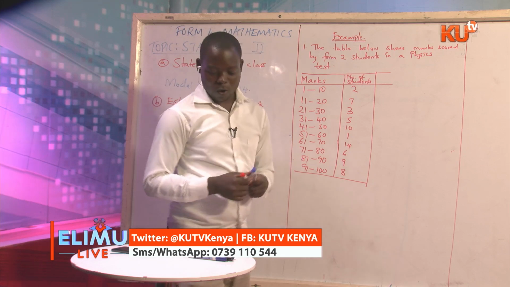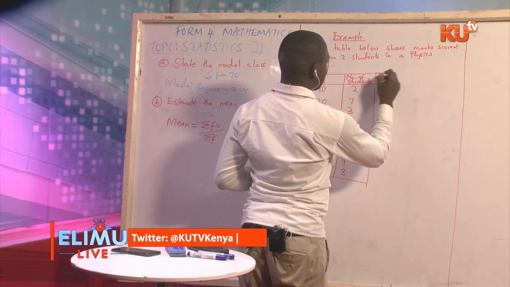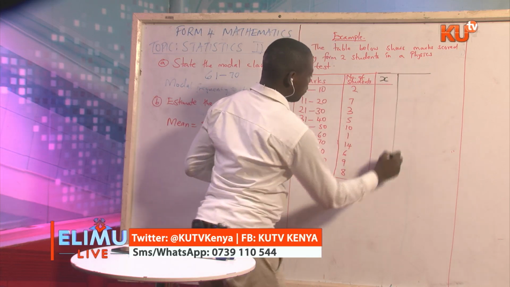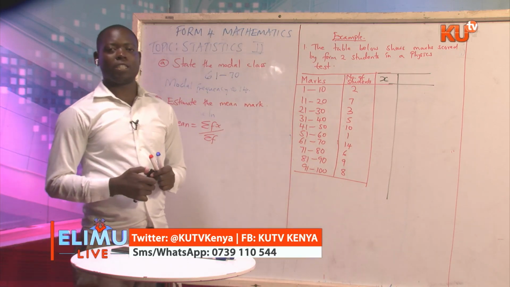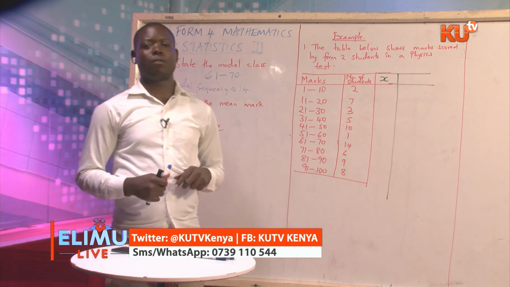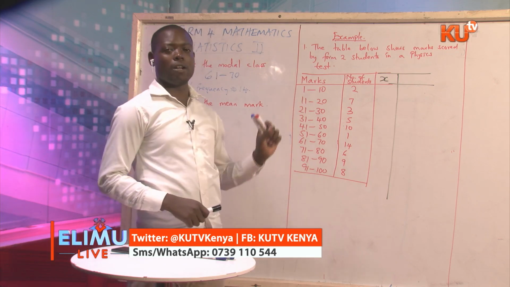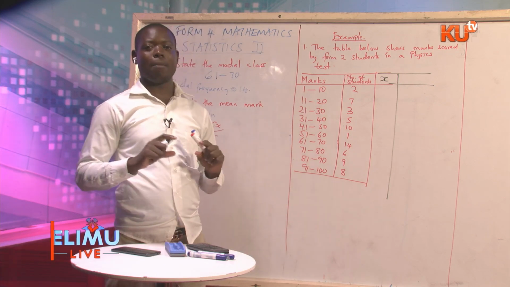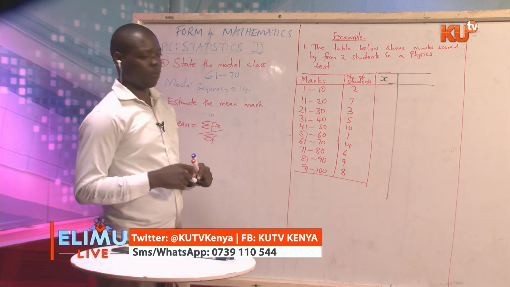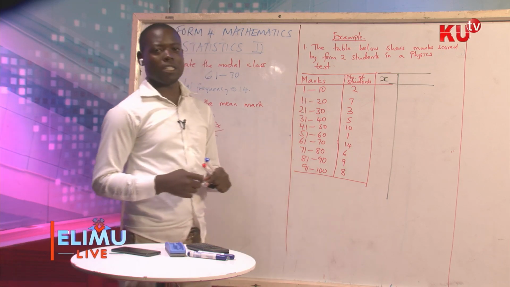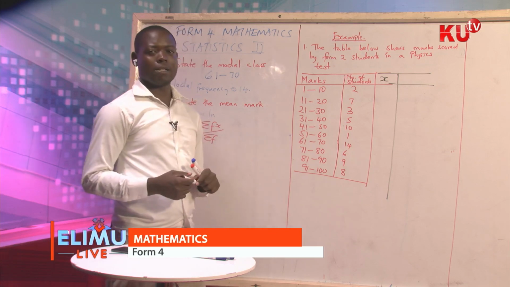So let's get together. What are the values for x, students? So you go to your table and you insert the values of x. I have explained to you before that to get the values for x, which are the midpoints, you will need to take the lower class boundary and the upper class boundary, sum them up and divide by 2. That is why we call them midpoints. So it is 1 plus 10. What is it? 11. Divide by 2. What is it, students?